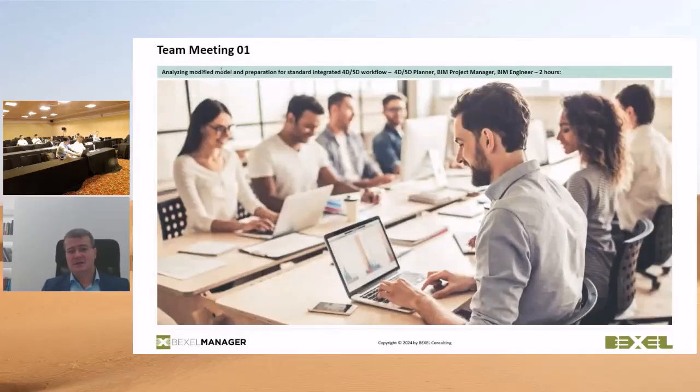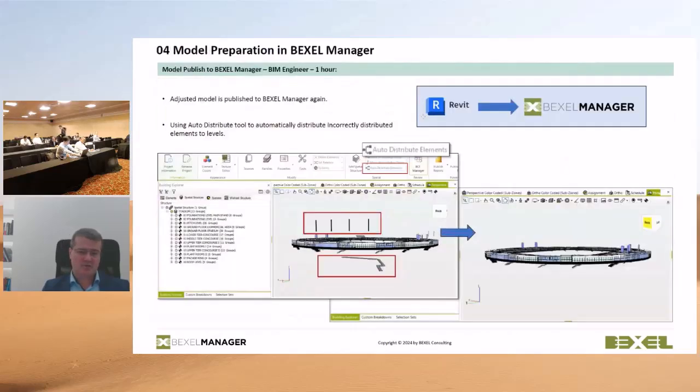After this, the teams sit down together, so 4D planners, project managers, BIM project managers, and engineers, and they analyze which options and which workflows will be used in order to create a proper analysis. The first thing was how to distribute the elements, and the system automatically distributed elements to the proper building levels.